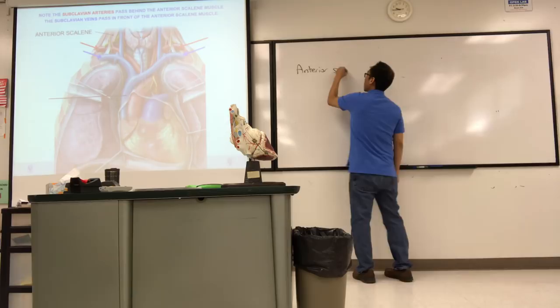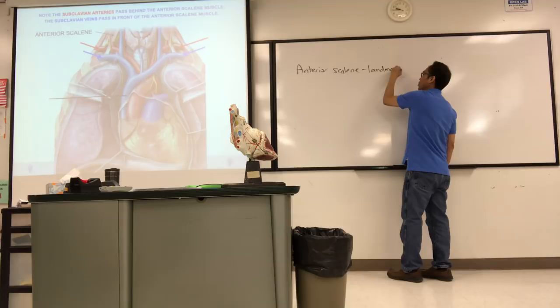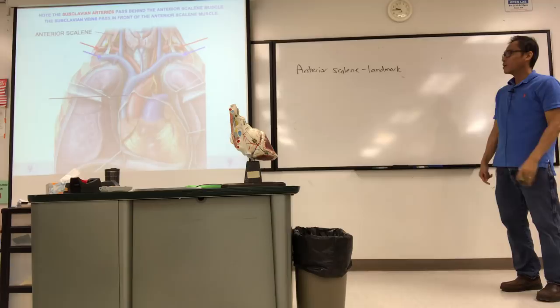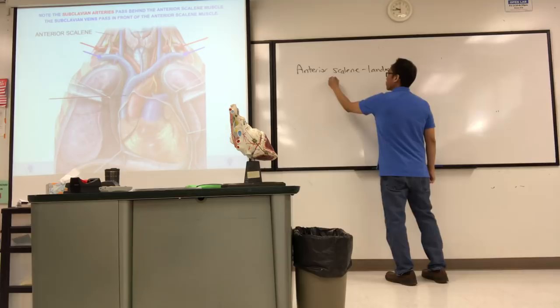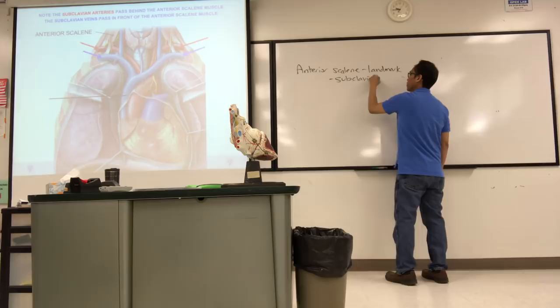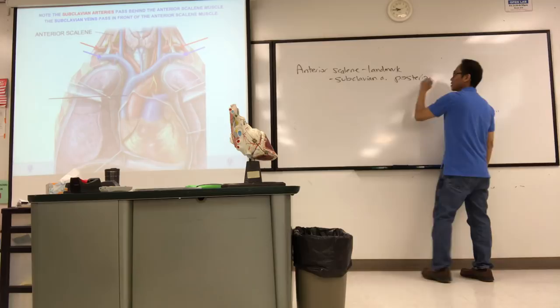This as a landmark. Be able to identify the muscle. The function of the muscle I don't care about. It attaches to the first rib, but I just want you to use it so you can locate those two arteries. So all right, the subclavian artery is posterior to it. Posterior. So subclavian vein.